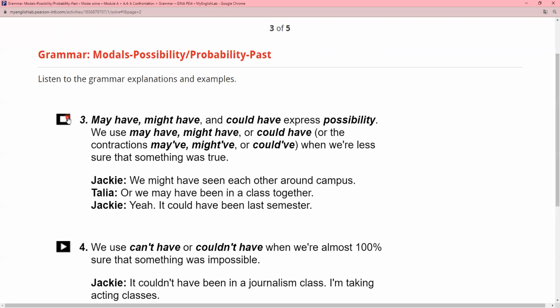May have, might have, and could have express possibility. We use may have, might have, or could have or the contractions may've, might've, or could've when we're less sure that something was true. We might have seen each other around campus. Or we may have been in a class together. Yeah, it could have been last semester.